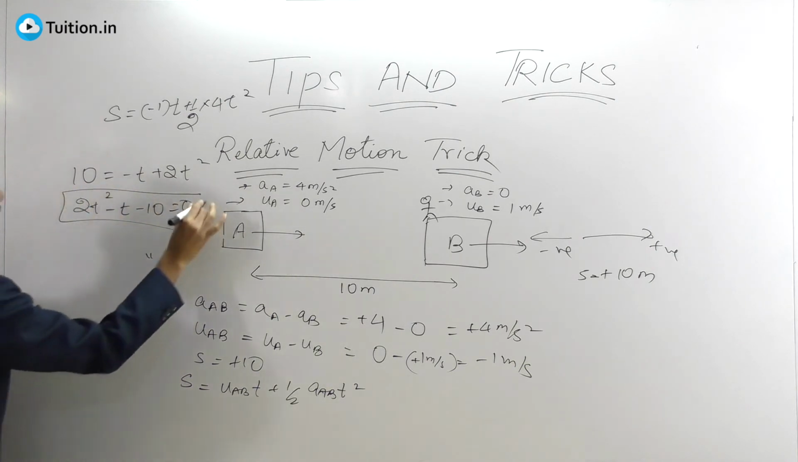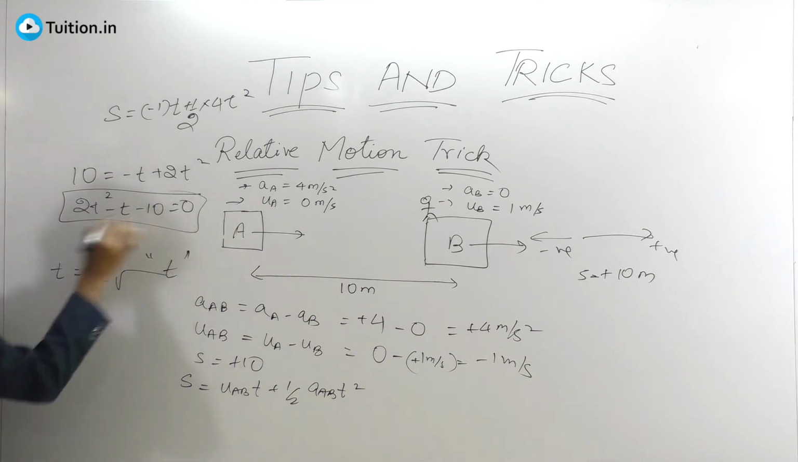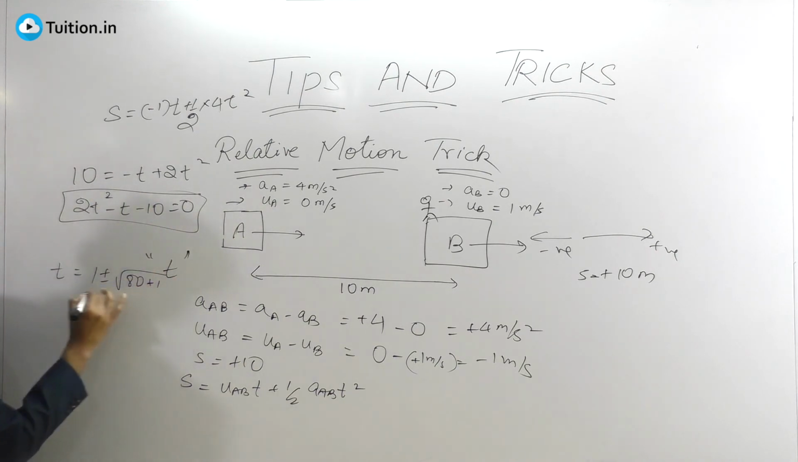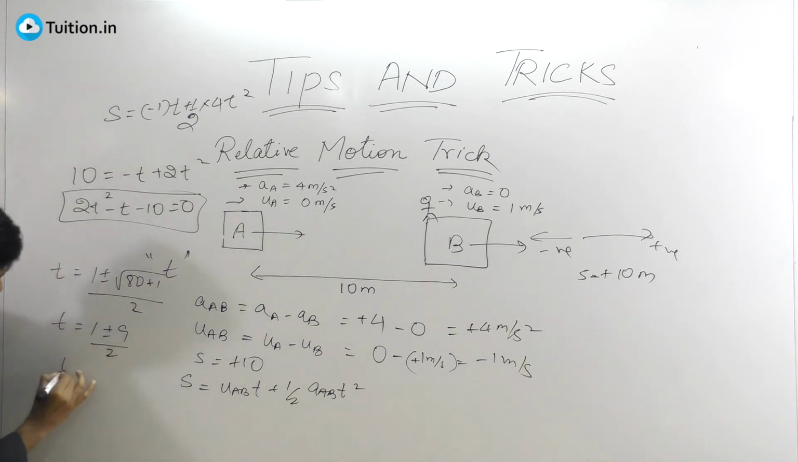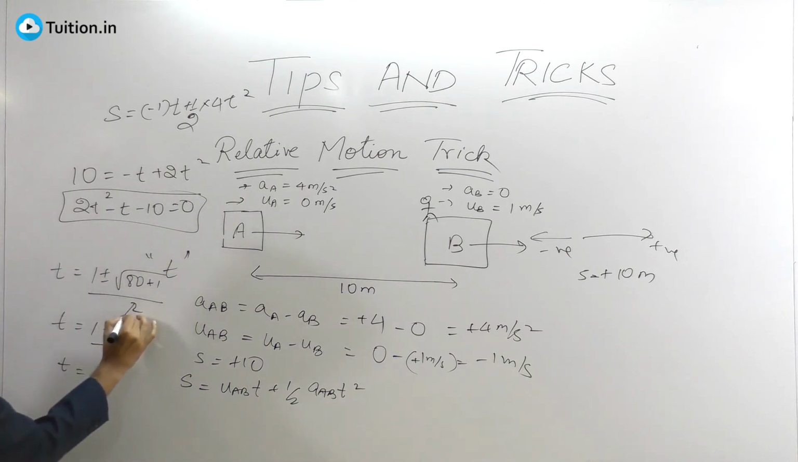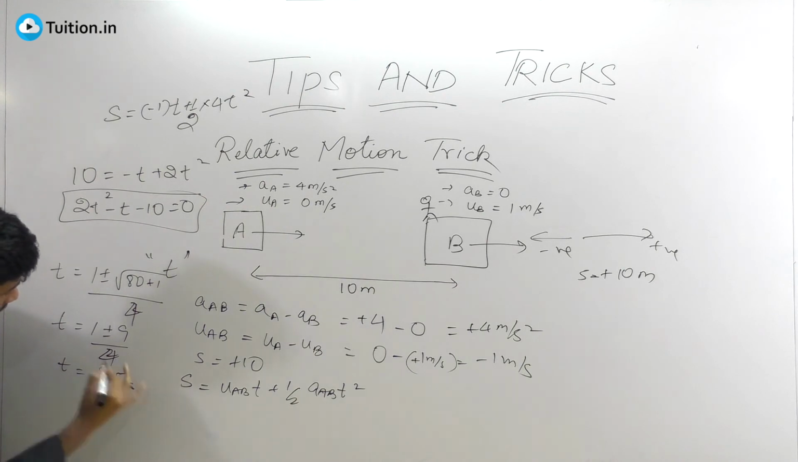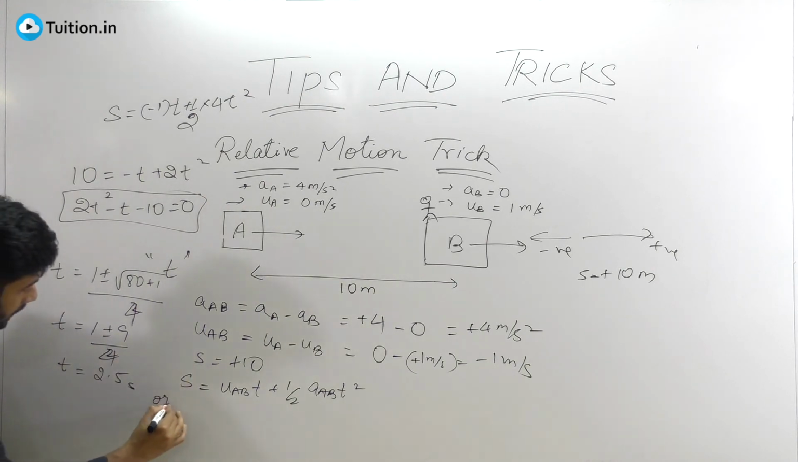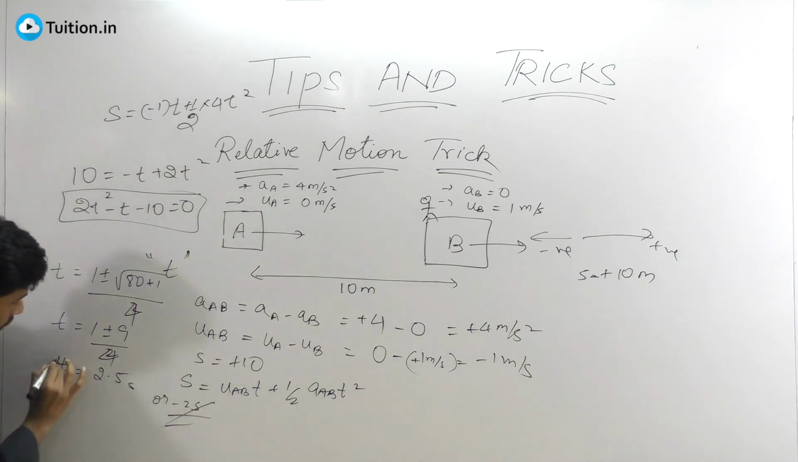When you solve this, t is equal to 1 plus or minus under root of 81 divided by 4, so t is equal to 1 plus or minus 9, divided by 4. So, you have 10 by 4, which is 2.5 seconds, or you will have minus 2 seconds. But minus 2 seconds can be ignored because time can't be negative, so t is equal to 2.5 seconds.